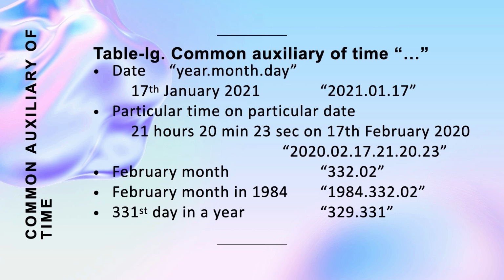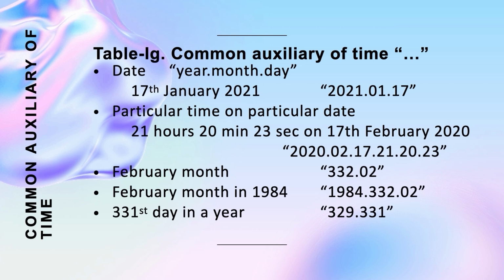Then next, you see the month of February. February is an individual month; the class number is 332, then February is dot 02, since February is the second month. Then February in 1984 will be 1984.332.02 within double quotation marks. First the year, then the month of the year, and then 02, that is February.